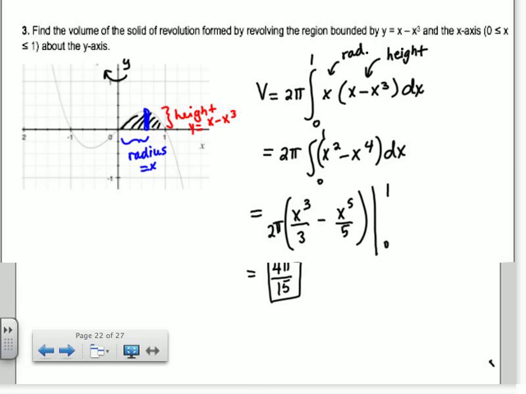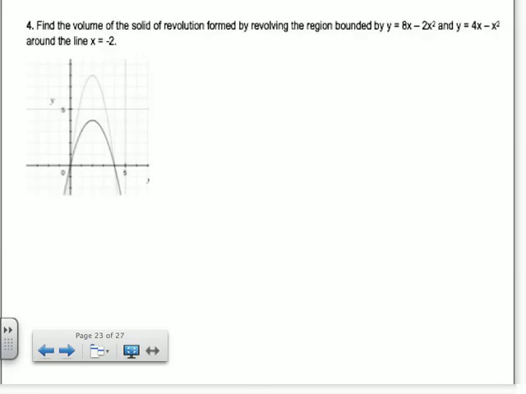I hope. All right, so let's do one where the axis of revolution isn't the x-axis or y-axis. So it says find the volume of the solid of revolution formed by revolving the region bounded by 8x minus 2x squared. That's this top parabola. And 4x minus x squared, that's the bottom. That's this one.